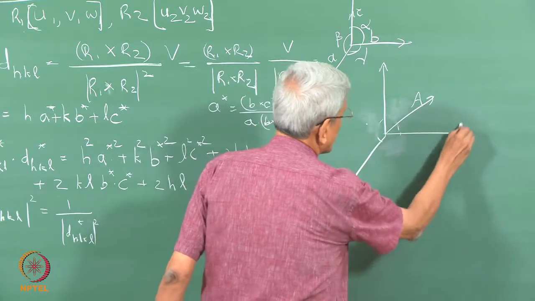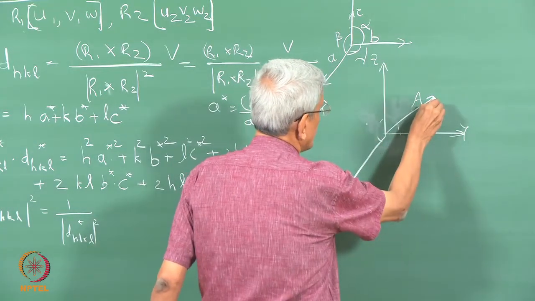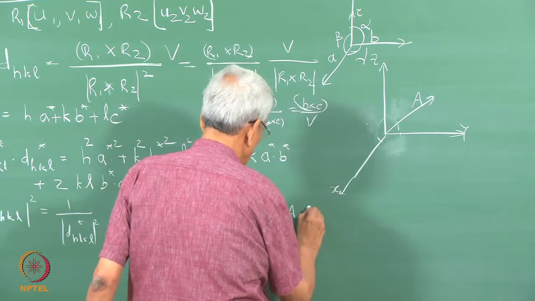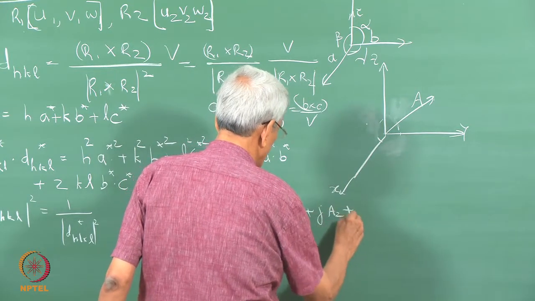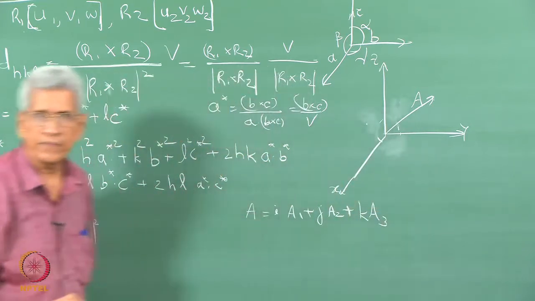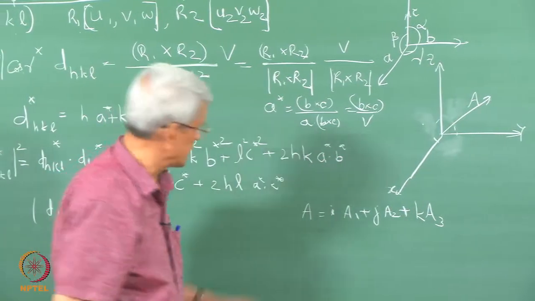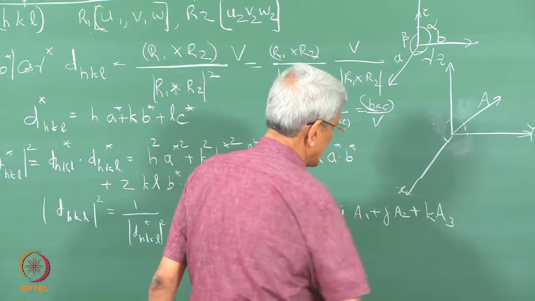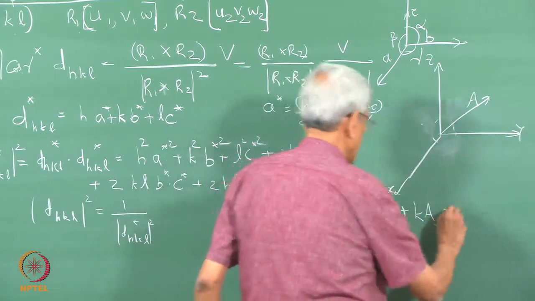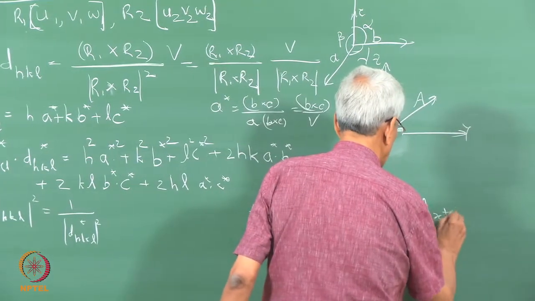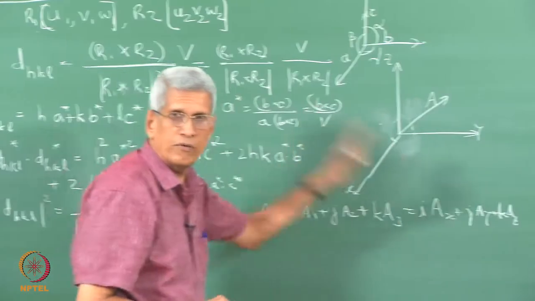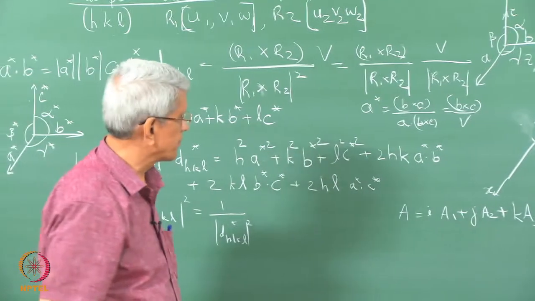Suppose this is x, y and z. Then this vector A can be written as i into A1 plus j into A2 plus k into A3. Instead of A1, A2, A3, which represent the components in x, y and z, sometimes it is written as i into Ax plus j into Ay plus k into Az. This is the way we write this expression.